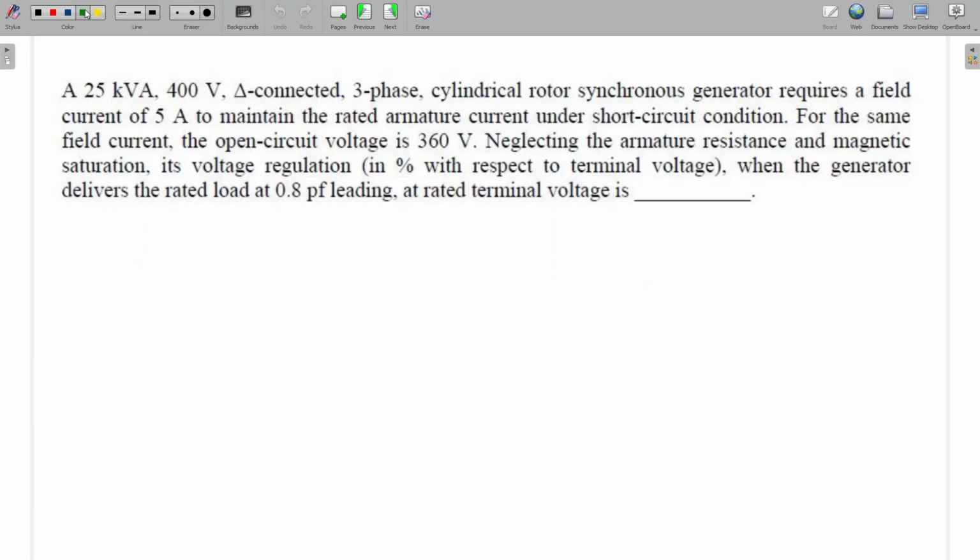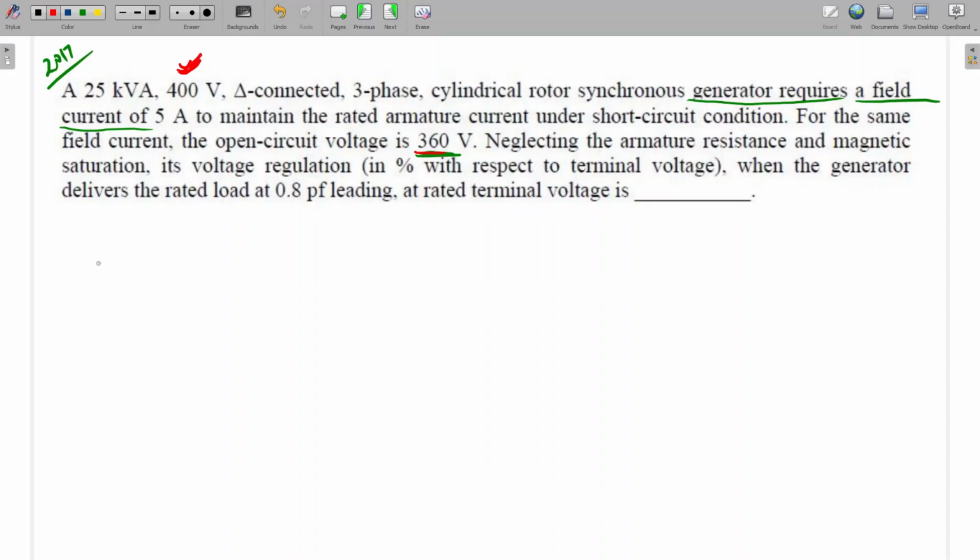This question was asked, I think, in 2017. A delta connected three-phase cylindrical rotor synchronous generator requires a field current of 5 ampere to maintain rated armature current under short circuit condition, and for the same field current, the open circuit voltage is 360. So what is the rated voltage here? 400 volt. Rated voltage is 400, but with 5 ampere we are getting 360.